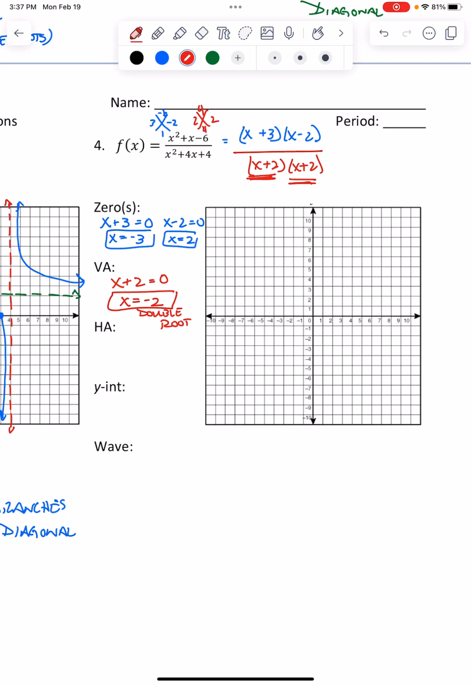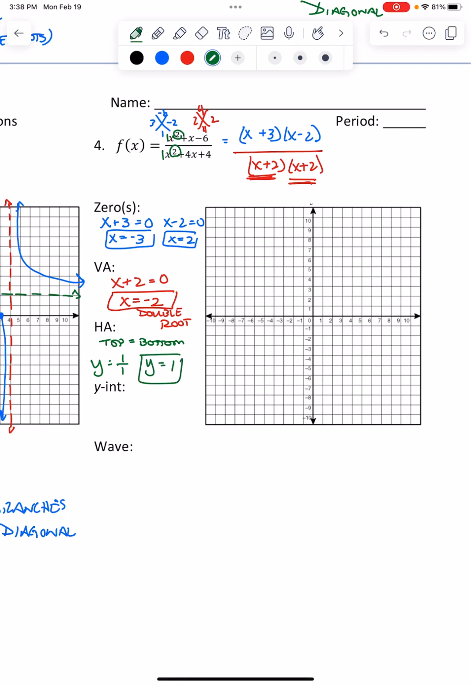All right. Now, let's see. Then we go horizontal asymptote. So if we look, degree of the top is 2, degree of the bottom is 2. So ratio of the leading coefficients, we go 1 over 1.